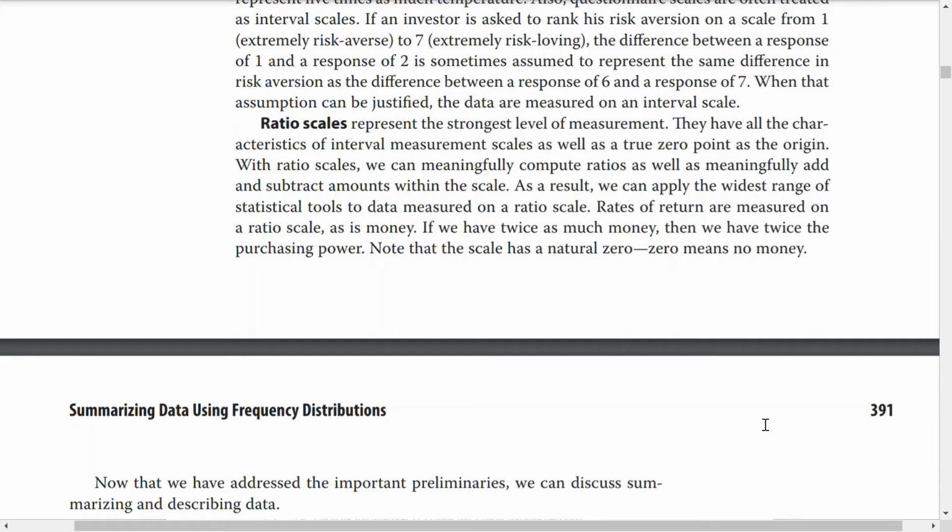Okay, so ratio scales: rates of return are measured on a ratio scale, as is money. If we have twice as much money, then we have twice the purchasing power. Note that the scale has a natural 0, meaning no money.